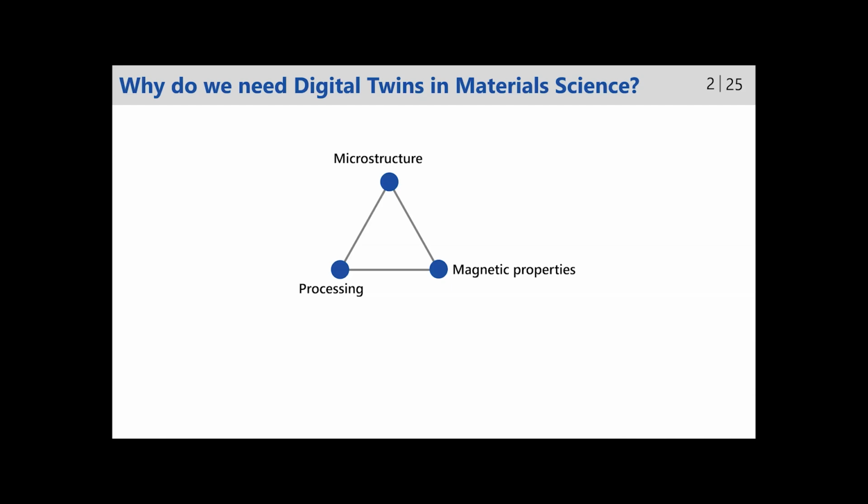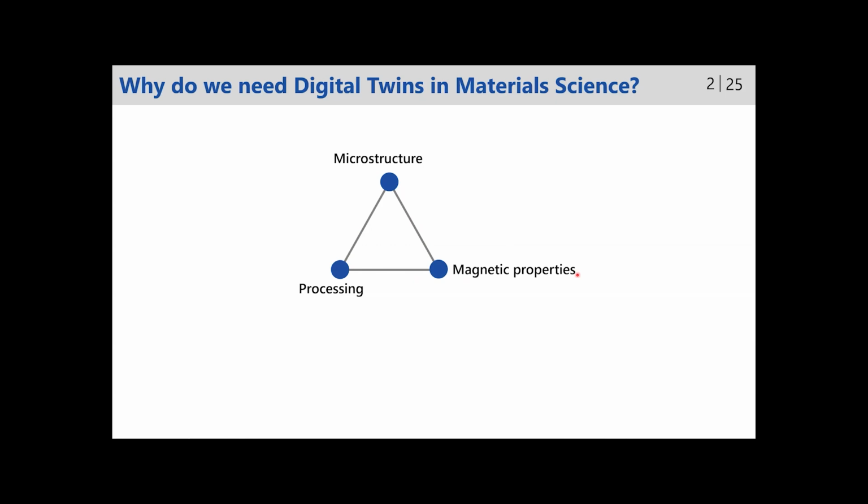But what about material science? Do we need digital twins for materials, and why do we need them? Actually, they are relevant for material science as well. A very classical problem in material science is to investigate how the correlations in this triangle are organized: how microstructure, processing conditions, and physical properties of different materials relate to each other.